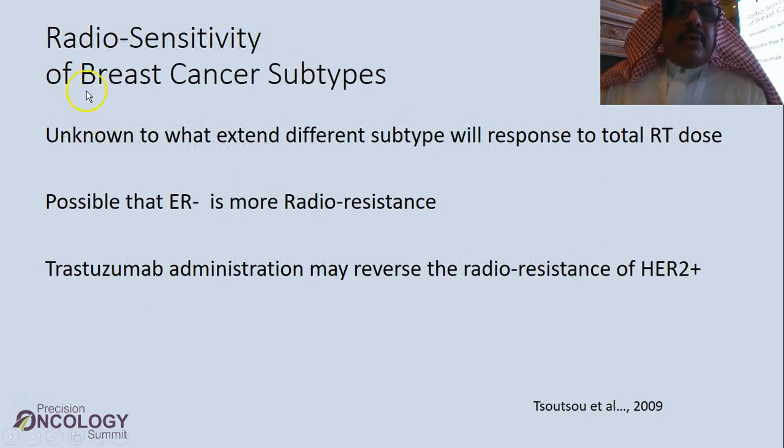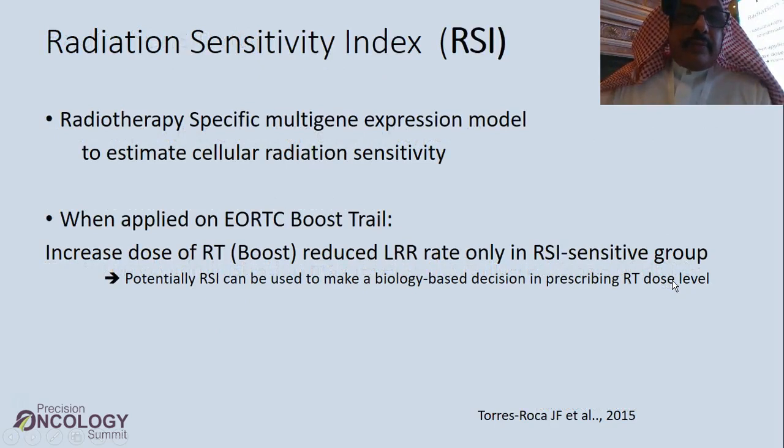Okay, so now we come to what we call radiosensitivity. Is there a different sensitivity to radiation in different subgroups? I mean, it's still unknown whether different subtypes have different sensitivity to radiation therapy. Maybe ER positive is radioresistant and we need to give more radiation, escalate the dose. Using trastuzumab may have reversed the radioresistance that used to be seen in HER2 disease.